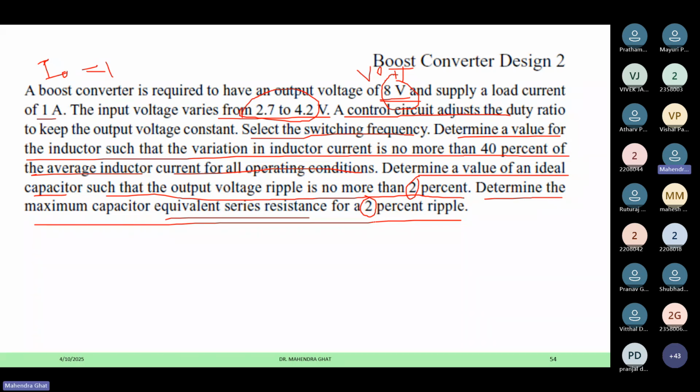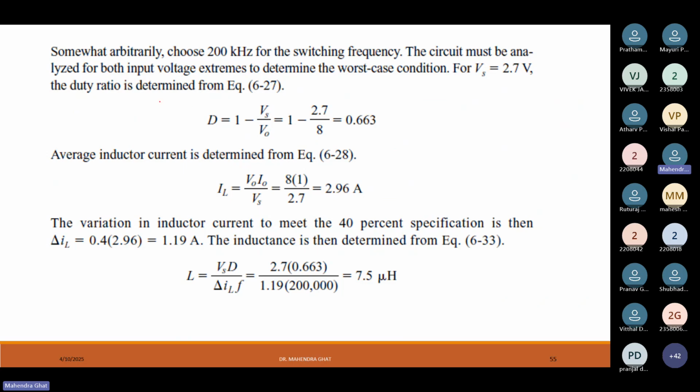So that was the problem. While solving the problem, we have the input voltage range. So what we have to do is calculate everything for the extreme cases, meaning the lower extreme case and the highest extreme case, and take whichever is the worst. The same thing has been done in the solution.